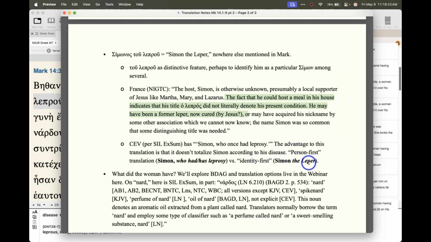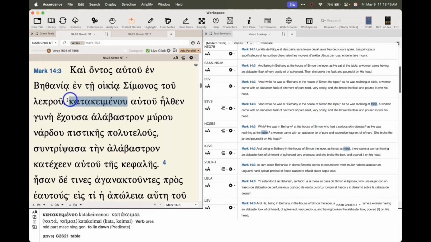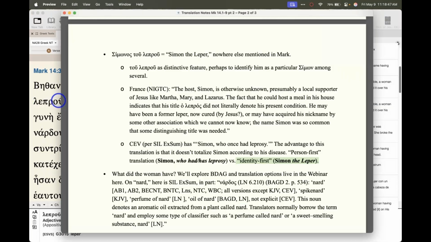So where the kind of two worlds thing comes in here is I can pretty much guess that the identity first naming is what's present there in the first century. And we get that with Simon ho lepros, Simon of leprosy. I don't know that you could translate that literally as Simon who had leprosy. This does seem to be kind of a stock title. But in translation, just think about that.